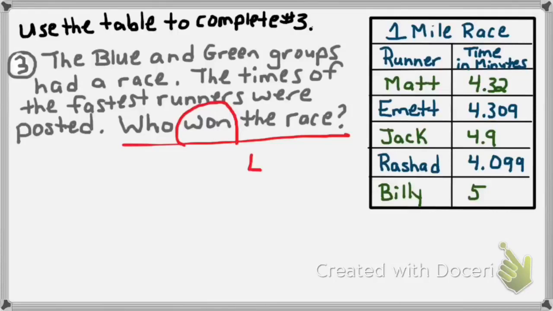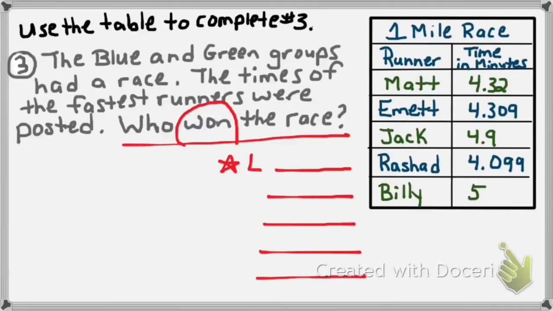So I'll write my L, and I see that there are 5 runners, so here's the first one. I'm going to put a star by this to remind myself if I want to know who won the race, this is the spot that I want to know the least time. 2, 3, 4, 5. And that will be the first number that I write down, Matt's, which is 4.32. Now I want to write down the next time, which is Emmett's time.